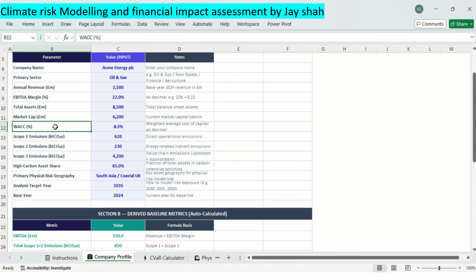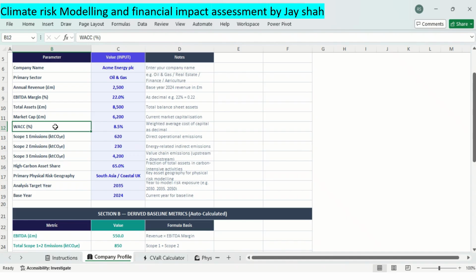Then WACC, the weighted average cost of capital, is used as a discount rate. It is not directly used in this simplified model, but would be used in full net present value based CVAR calculations. So that is the thing.